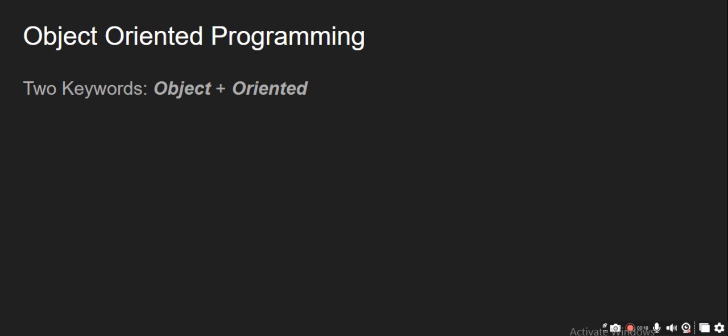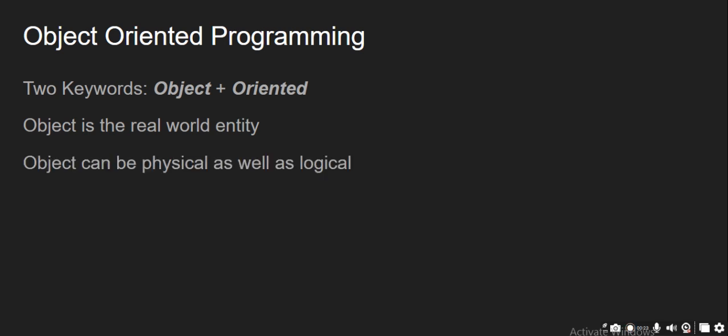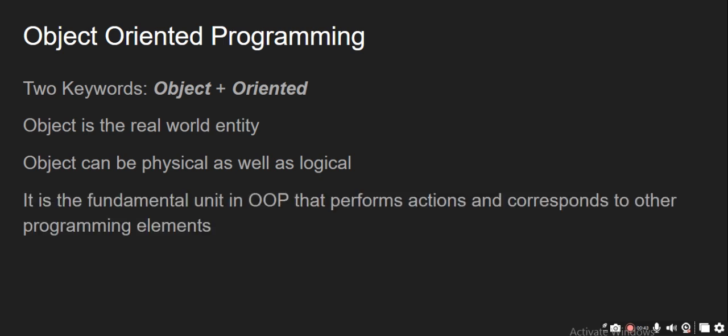Now what does this object here? Object is the real world entity, right? Now physical as well as logical. How can I say this? If you're having a pen, pencil, chalk, duster, so these are your objects. So these are physical. But when you are working on a programming language, you are working with the objects in logical terms. So that is, you're having the logical objects there.